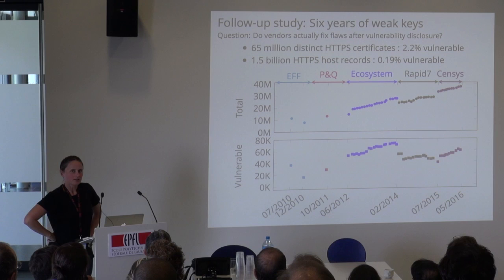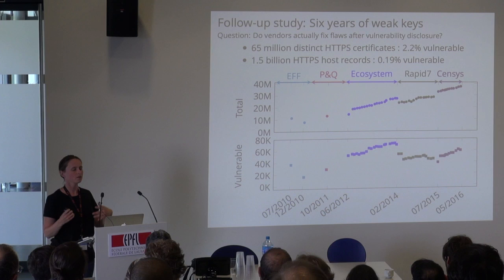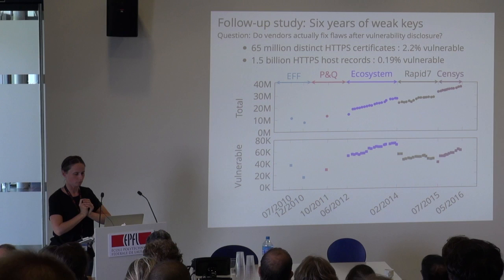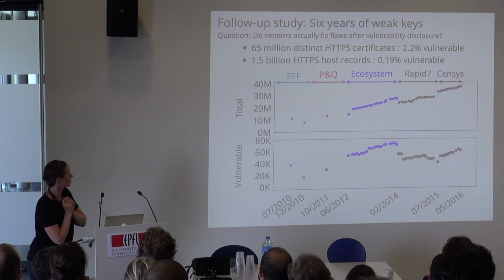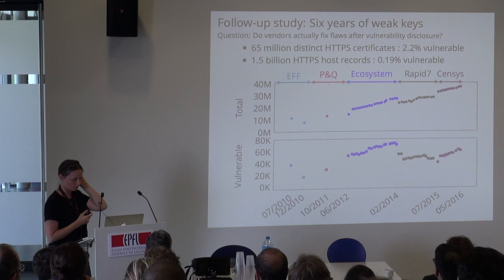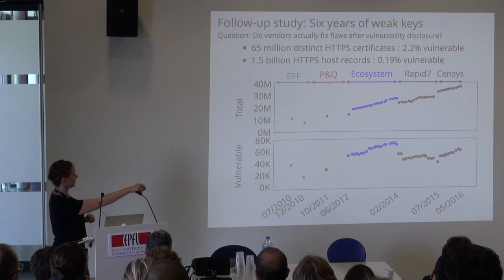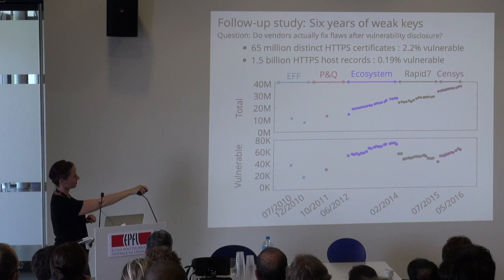With my students, we actually did a follow-up study. We reported these vulnerabilities to all the manufacturers that we could find in 2012, and to the Linux kernel, patches were distributed, security advisories were published. Did people actually fix anything? Since 2012, there's been a growing industry of internet-wide scanning, which makes doing measurements of this kind quite easy. And so we took a number of full internet scans of the HTTPS ecosystem and asked, did people actually fix these problems? This is the total number of HTTPS hosts that we had. You can see a little bit of artifacts from different scanning methodology.